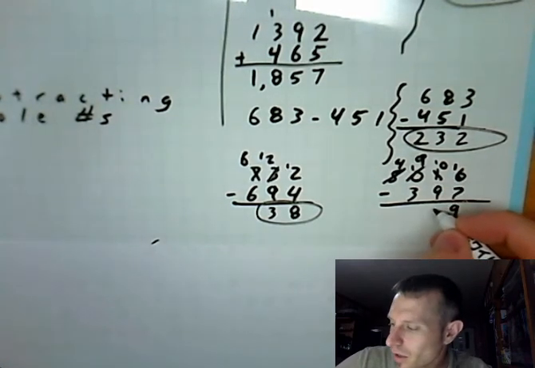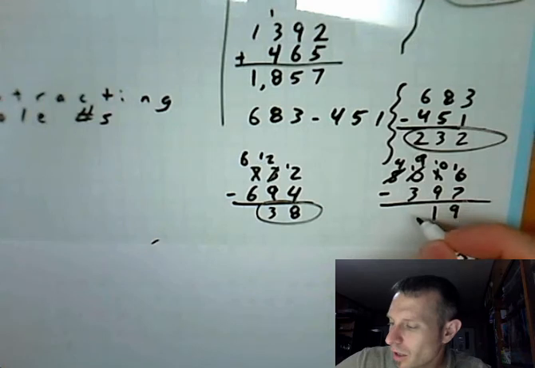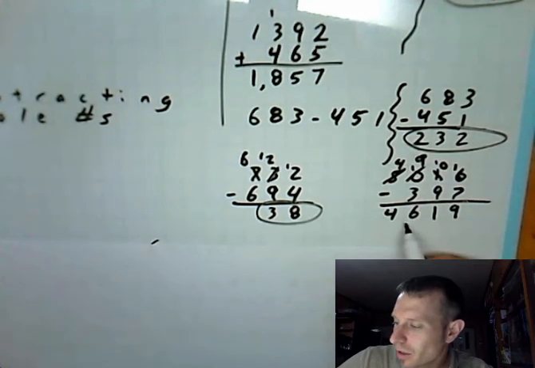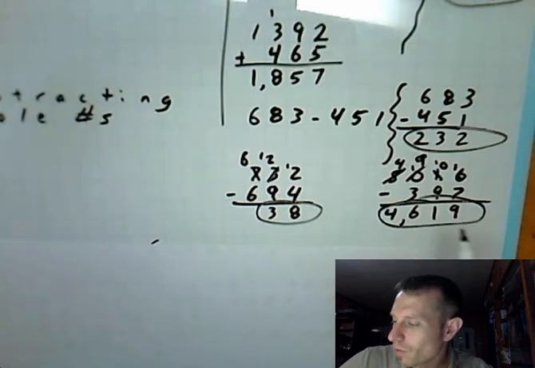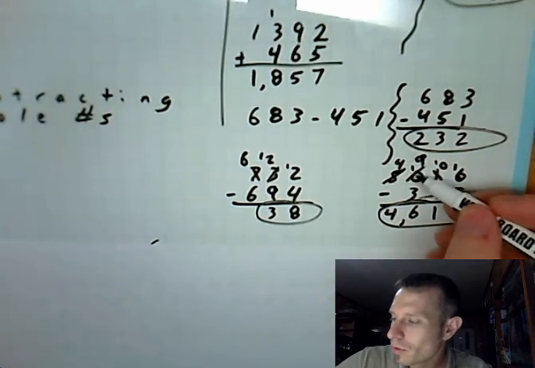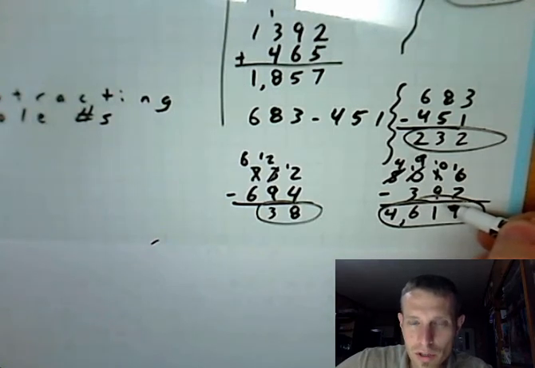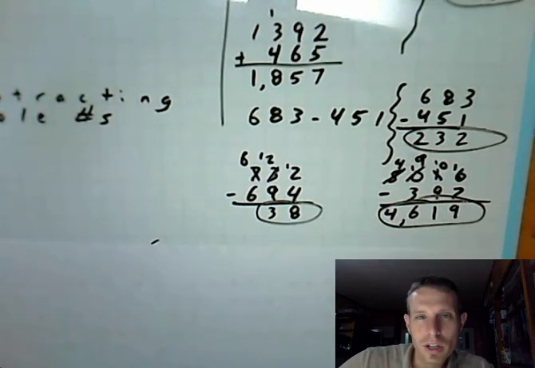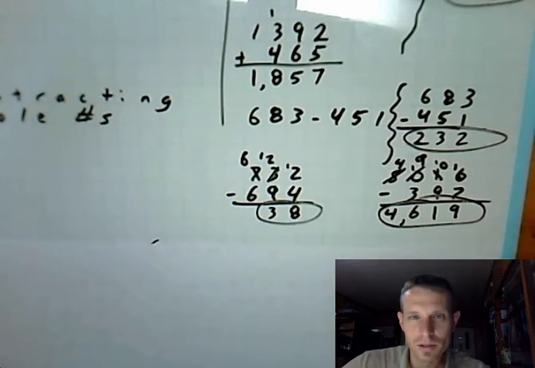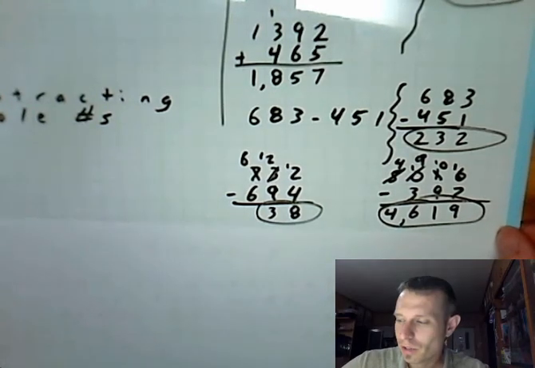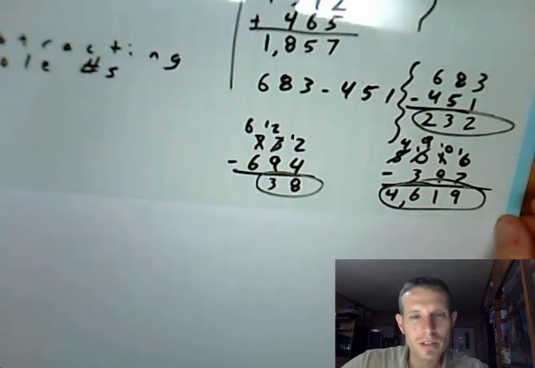So 10 minus 9 is 1. 9 minus 3 is 6. And the 4 minus nothing will remain as 4. Let's see. If we remember, the original was about 5,000. We subtracted about 400, and we're left with approximately 4,600. So again, if you need extra help, we will do some more practice in class.